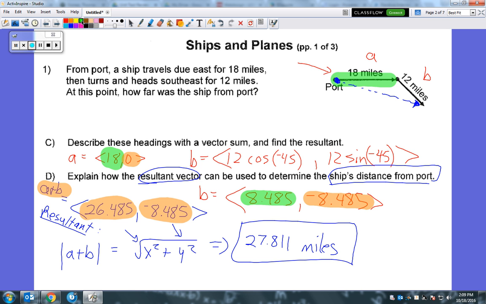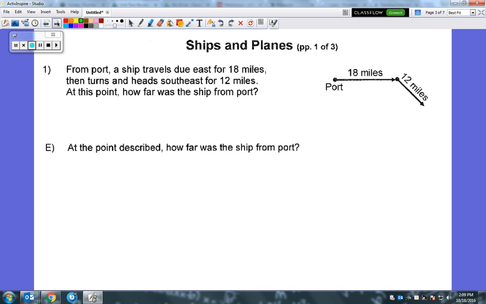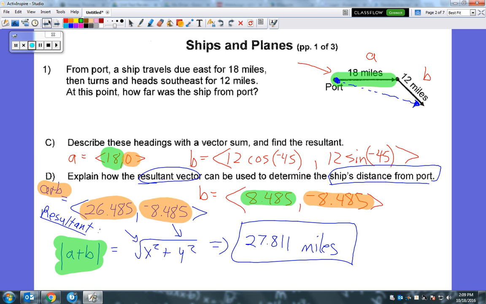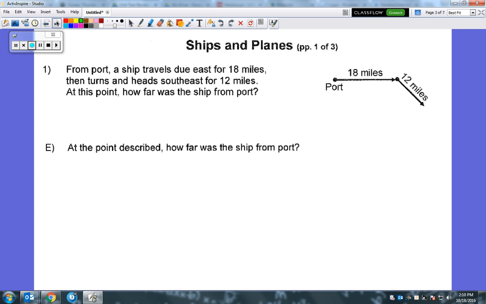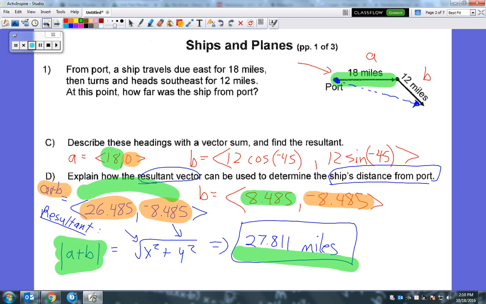This will always be the magnitude of the resultant. Okay? So now looking at part E, I see what I did. I pretty much did D and E on one slide. The D part was this answer here, and the E part is saying, at this point, describe how far the ship was from port. We kind of already did that.